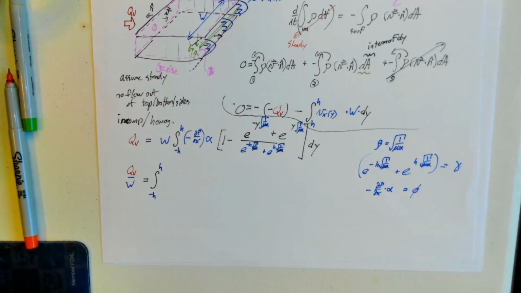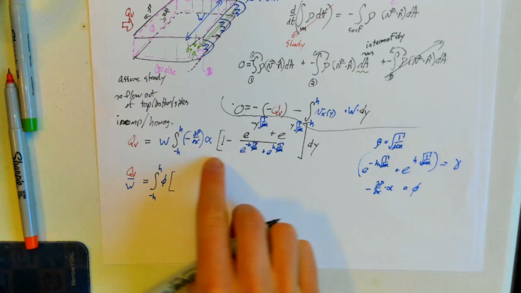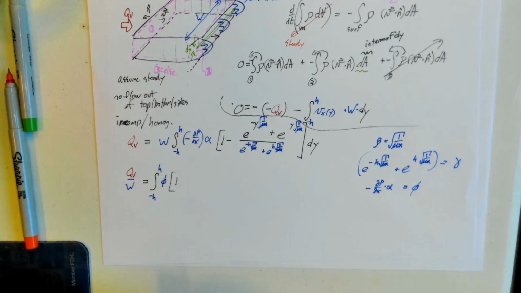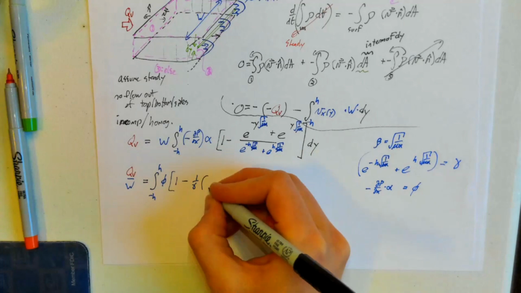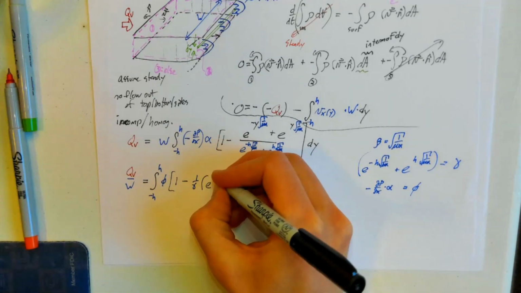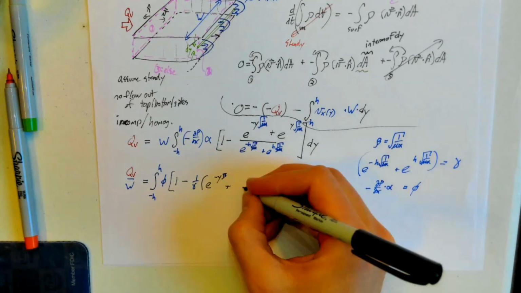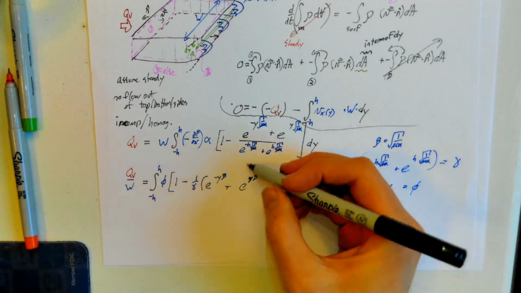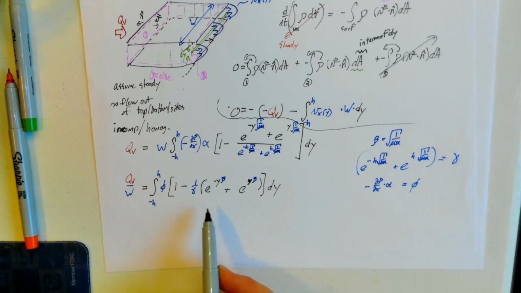So we have the integral from minus h to h. We now have phi, which replaced this first term, and then 1 minus 1 over gamma times e to the minus y beta plus e to the positive y beta, dy. This is an integral, but actually it's not too bad as integrals go, right?